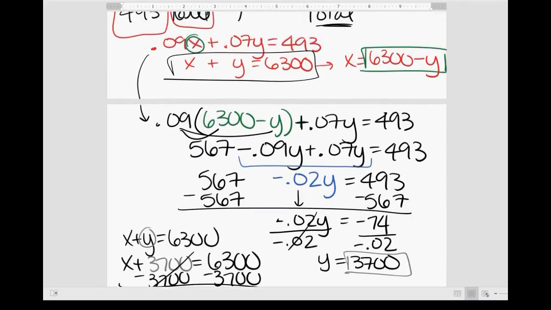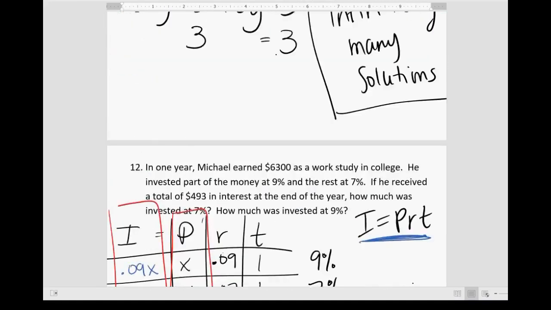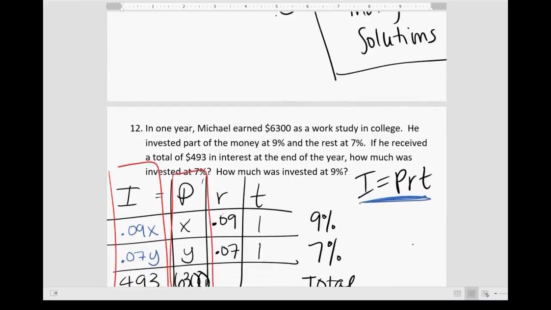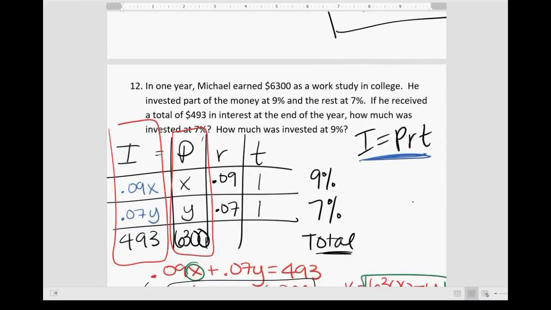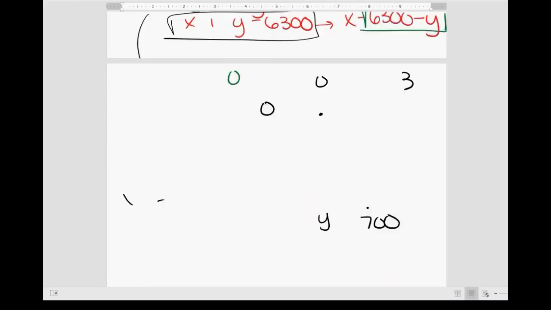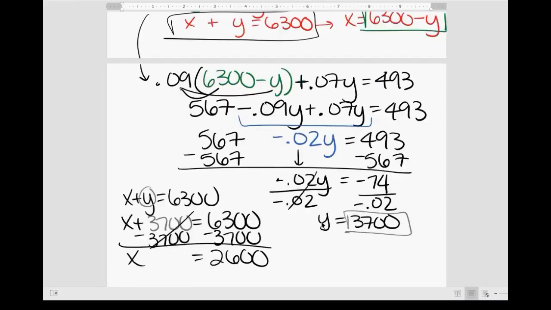The question asked, how much did he invest at 7%? So I like my colors. 7% was y. So my y equals 3,700. So he invested $3,700 at 7%. And so at 9%, he invested $2,600.